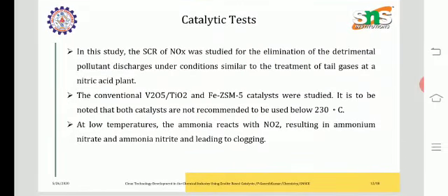So in this study of SCR of NOx, we studied eliminating the detrimental pollution discharges from the tail gas, particularly from the nitric acid plant. So the conventional method, using vanadium pentoxide and titanium oxides and ZSM5 catalysts, has been studied, and it is to be noted that both catalysts are not recommended for use below 230 degrees Celsius. So at low temperatures, the ammonia reacts with NO2, resulting in ammonium nitrate and leading to clogging.